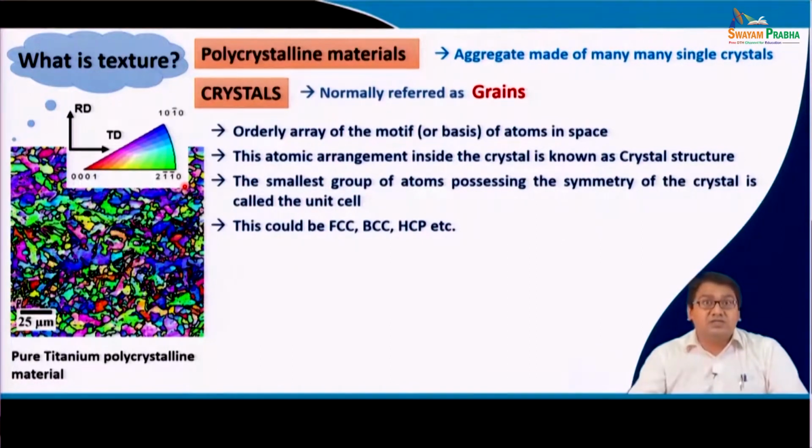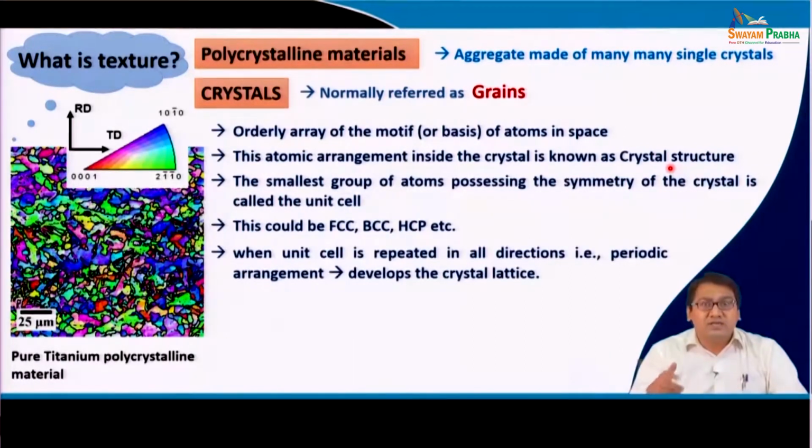So, you see that crystals, which are normally referred to as grains, are basically an orderly array of the motif or basis of atoms in space. This atomic arrangement inside the crystal is known as crystal structure. The smallest group of atoms possessing the symmetry of the crystal is called the unit cell, and this could be FCC, that is face centered cubic, BCC, that is body centered cubic, hexagonal close packed system, HCP, etc.